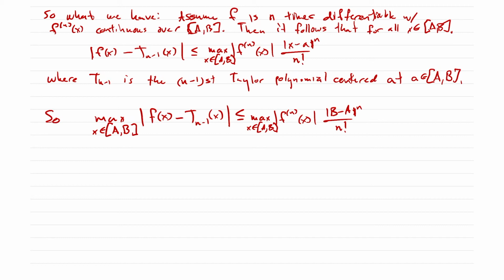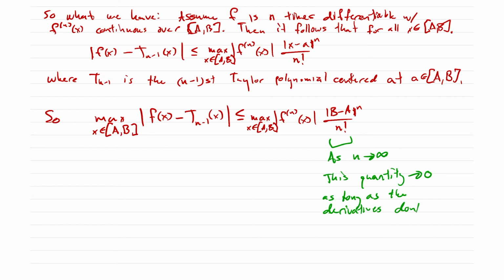And so we see that, generally speaking, as n goes to infinity, this quantity goes to 0 as long as the derivatives don't grow too fast.